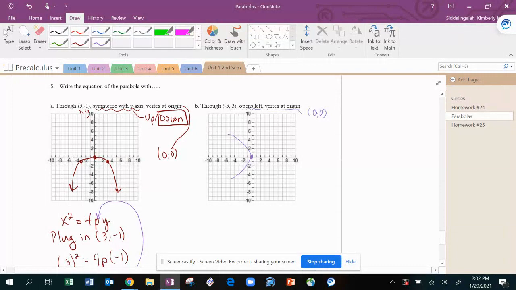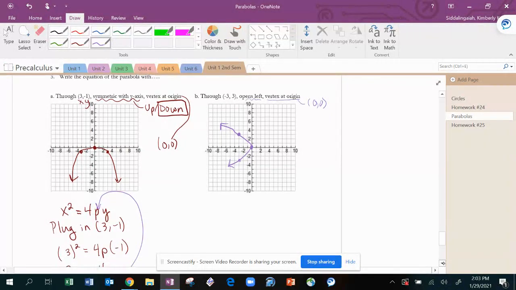So it's going to look like that. Oh, and it gives us another point again. (-3, 3) goes through my parabola. Okay, so if I'm sketching it, it's going to look something like this. Well, that's a terrible parabola, but you kind of get the idea. So let's put some pieces together. Because it opens left, that means I'm going to have y squared. So this is going to be y squared equals 4px.